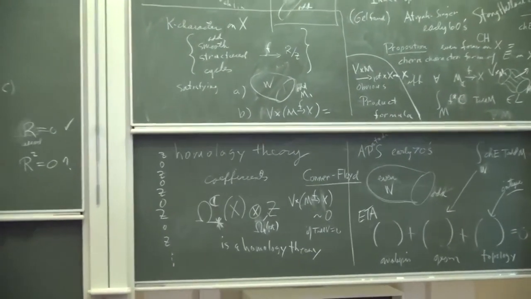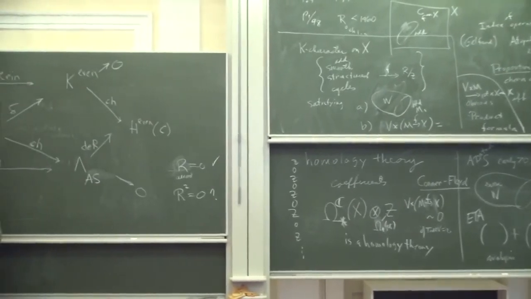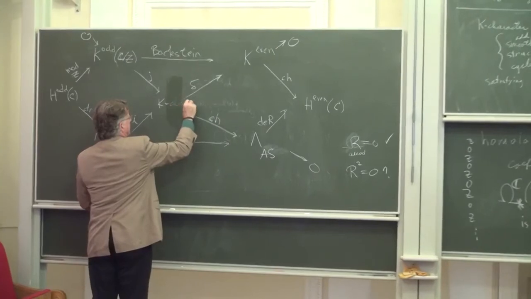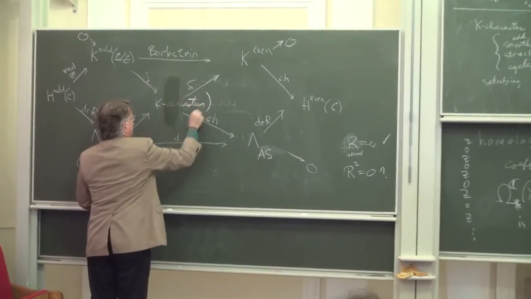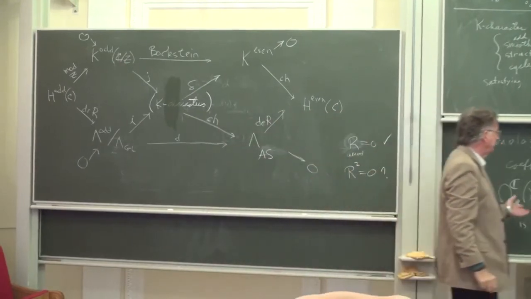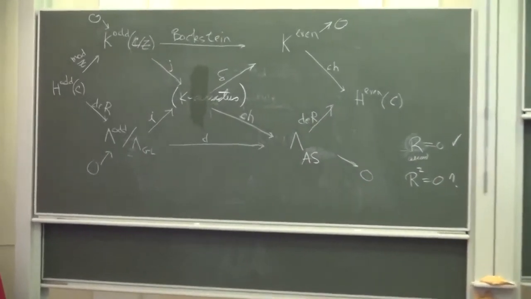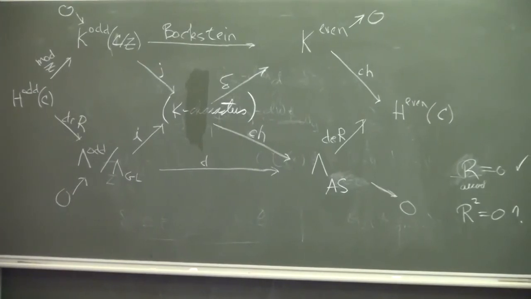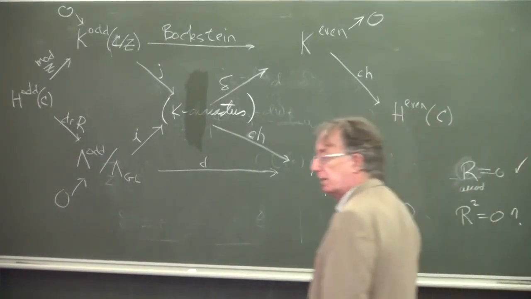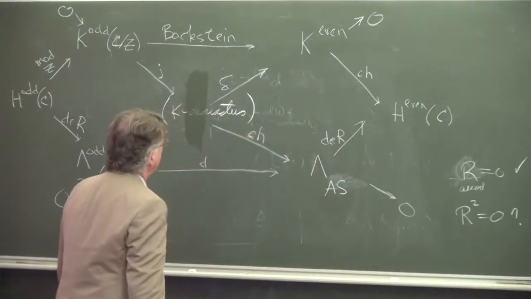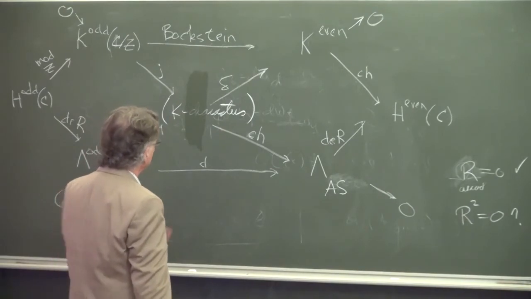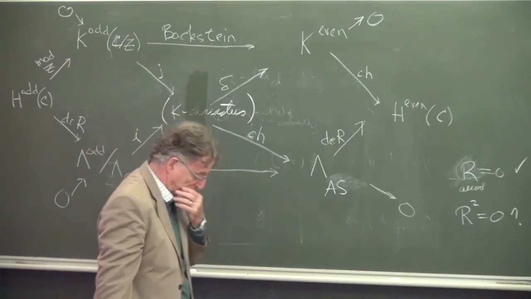But the statement is that you can put K characters here. So the set of K characters, these functions over X, is isomorphic to K hat, to structured bundles. So that's the main theorem, okay? And now all these maps are quite non-trivial. Well, you have to get the isomorphism.